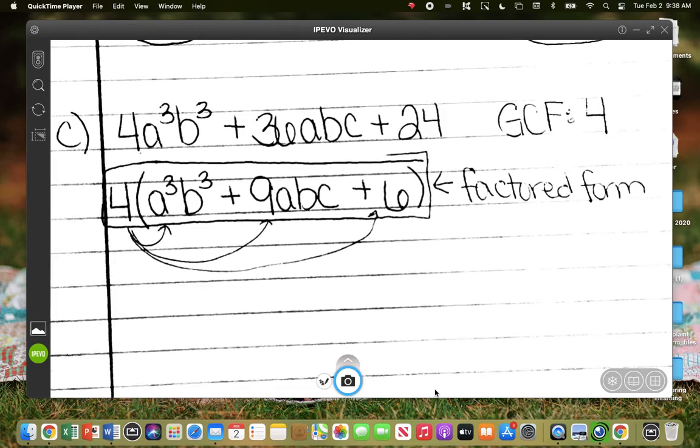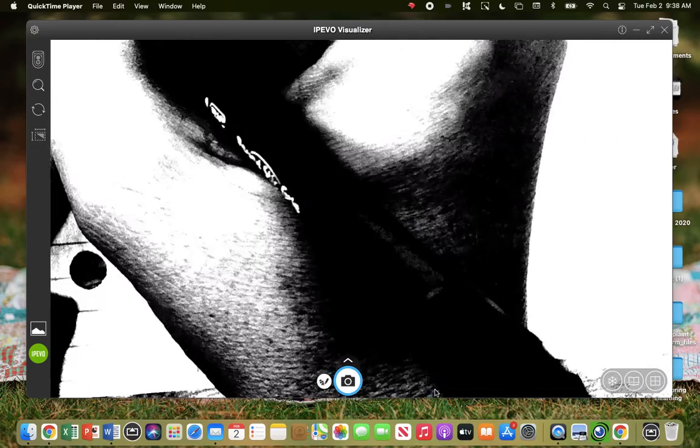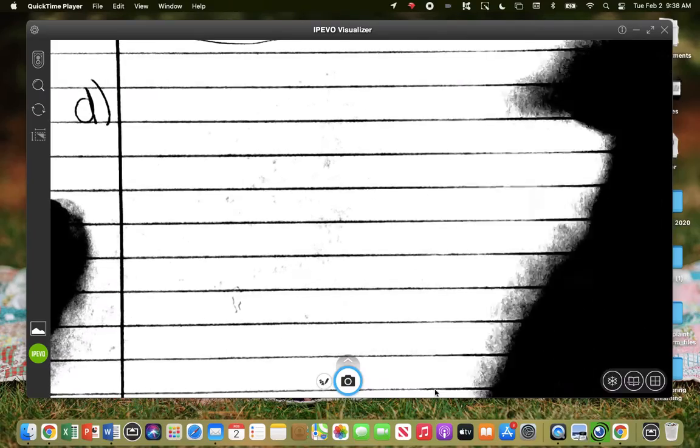All right, I've got a couple more I want to share with you guys before I let you guys try some on your own. And you'll have to just yell at me if you can't see something because this paper's going to start moving on me. All right, let's see.